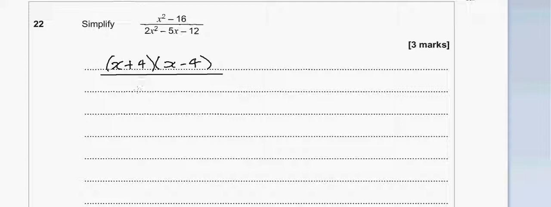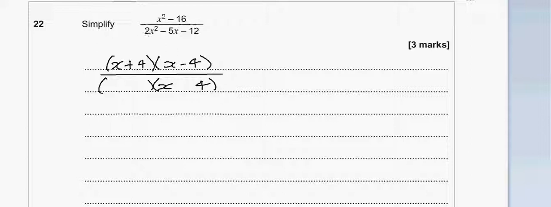Now, the 2x squared minus 5x minus 12. Now, this will factorise again. This will go into 2 brackets. Okay, one of these brackets has to cancel with one of these brackets. So one of these brackets is going to have x and a 4 in it. Whether it's plus or minus I don't know yet, but I know it's going to have x and 4 in it for it to cancel.